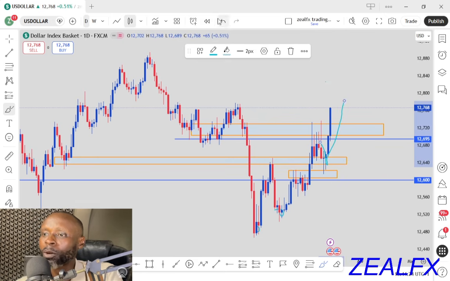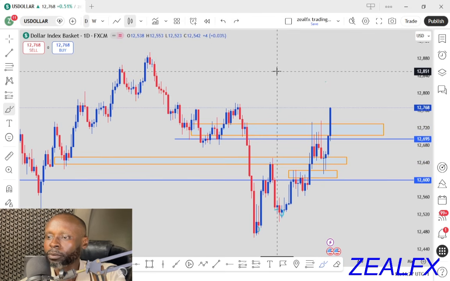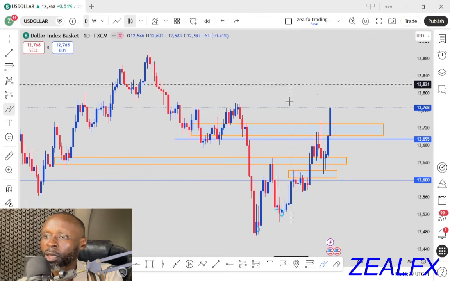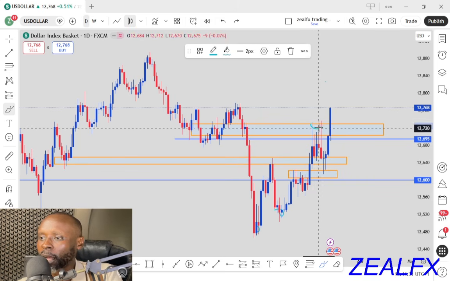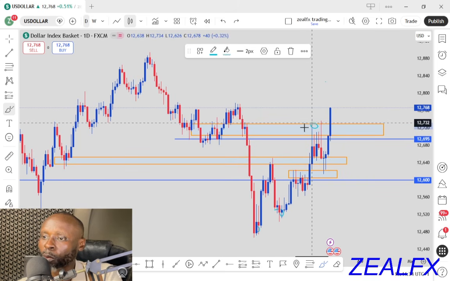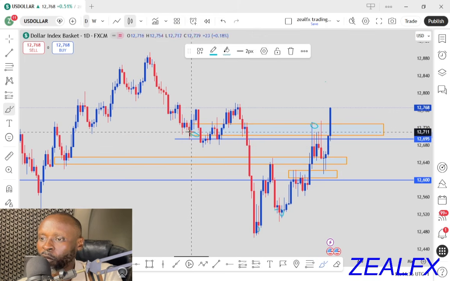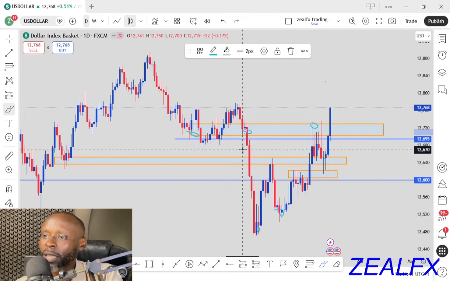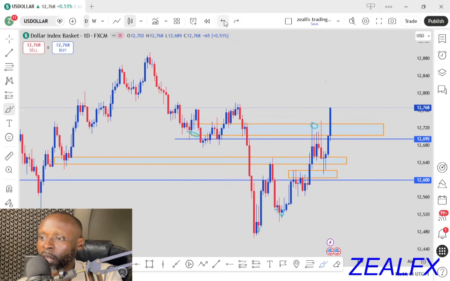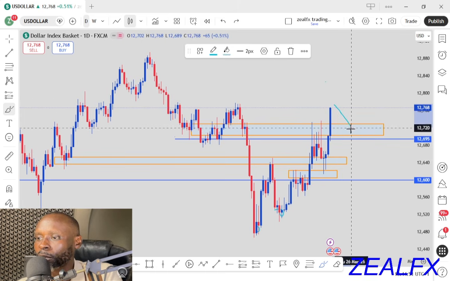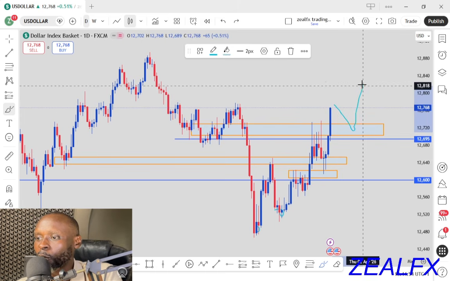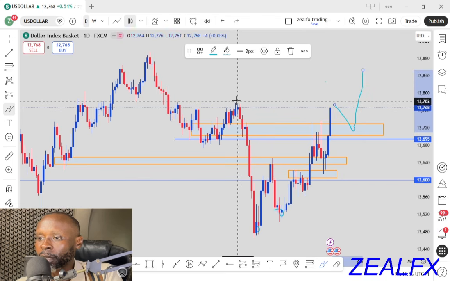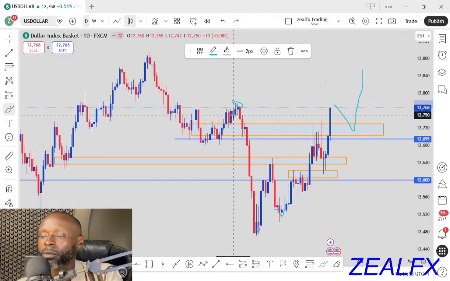So what do we expect on the dollar index this week? This week, price has converted this particular resistance into a support level. Price has also converted this resistance into a support level, and this resistance into a support level. So long as price converts these areas into support levels, all we need from the DXY, which is the dollar index, this week, is for price to do a retest of these levels. Then we can start looking for buying opportunity to the top. This level is a major level.